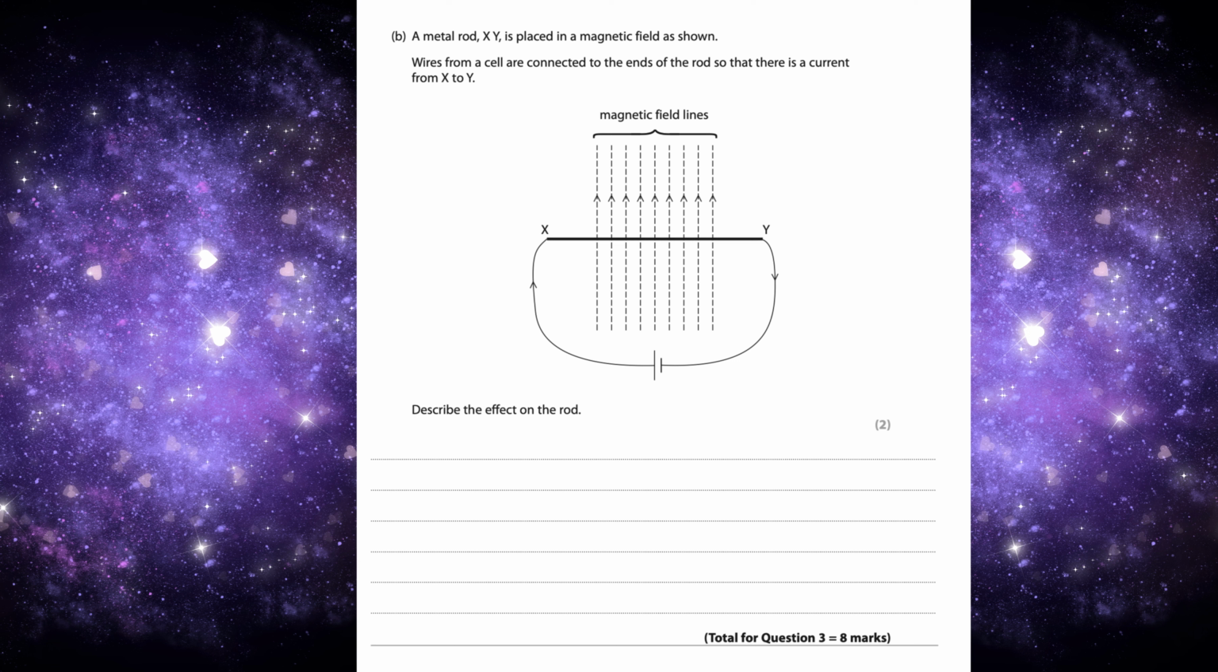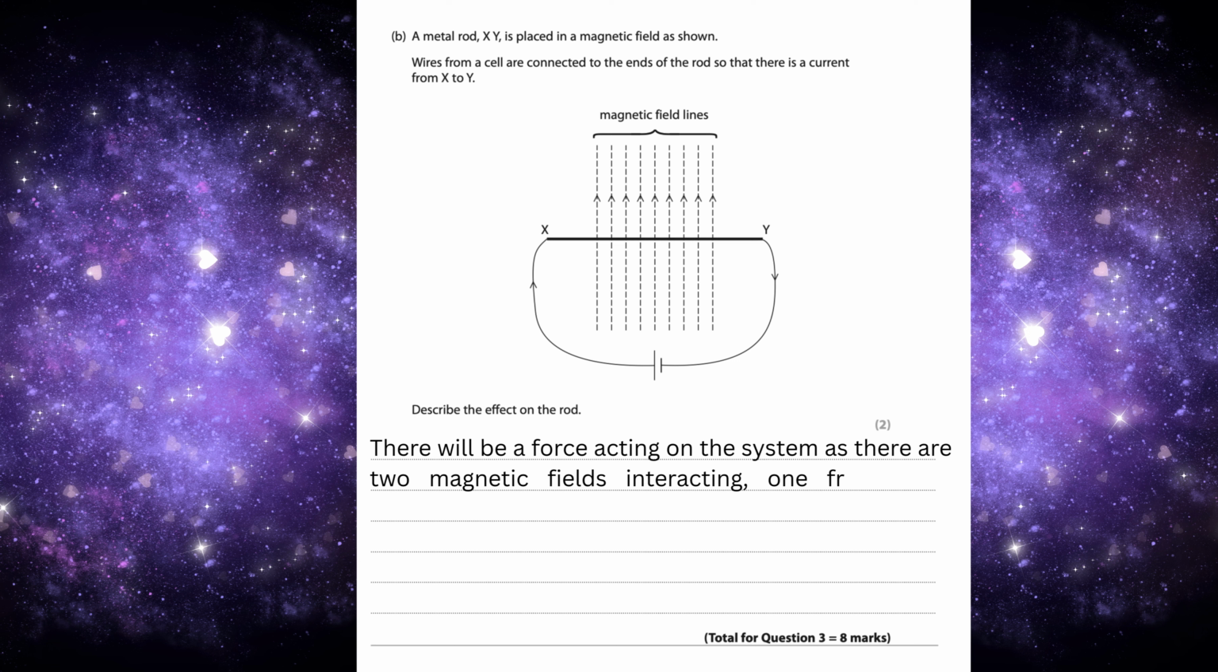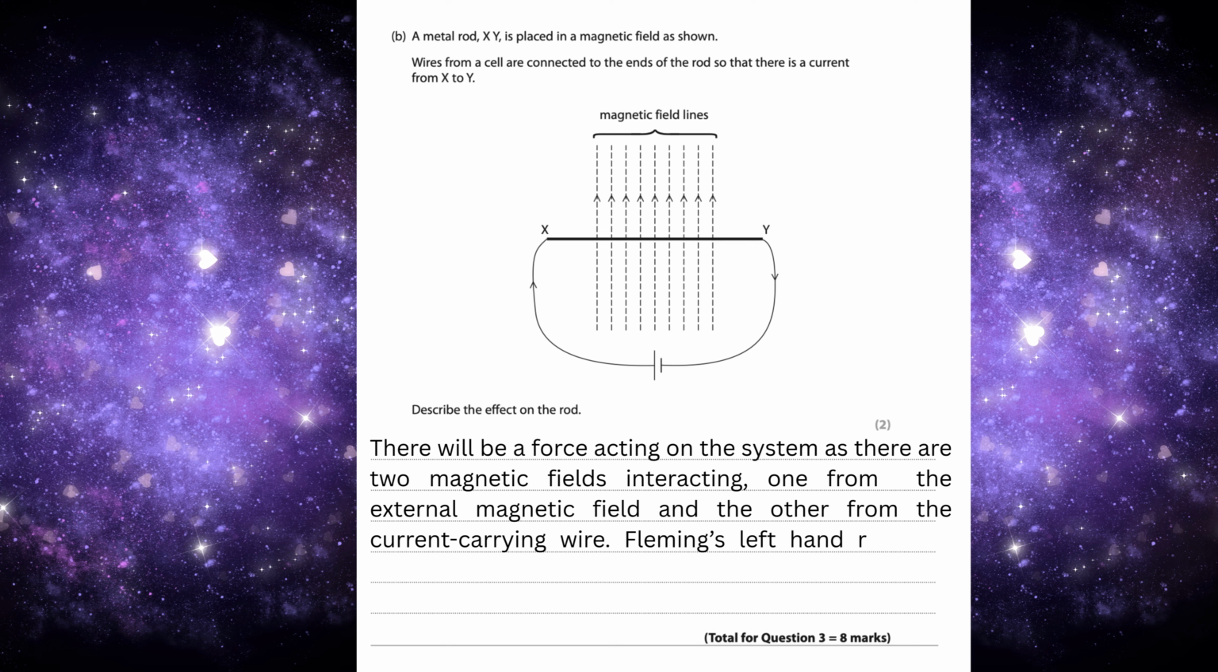This question is worth 2 marks, so we need to write 2 points to describe the effect on the rod. The first thing we need to state is that there will be a force acting on the system, as there are two magnetic fields interacting, one from the external magnetic field and the other from the current-carrying wire. We can determine the direction of the force using Fleming's left-hand rule. Pointing your index finger upwards, as shown in the diagram for the magnetic field, and second finger to the right, from X to Y, we find that the force is acting out of the page. Here is our completed answer for 2 marks.